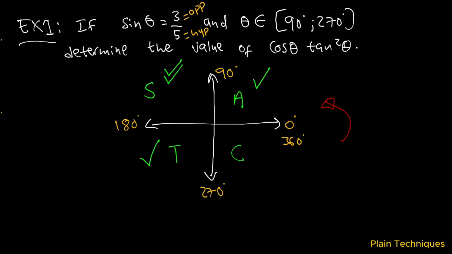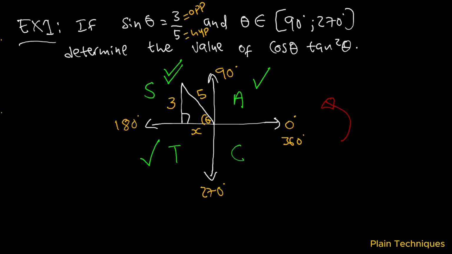Now, my triangle will be on the second quadrant. Why? Because of these two ticks. All right. Now, let's go back to the first condition. What do we know? We know that 3 is opposite, which will be this side. So this is opposite and this is hypotenuse. All right? But we don't know what this is. Okay? We don't know the value of x, this side. Right?